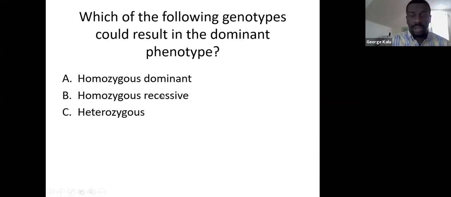Okay. So now, quick question here. Which of the following genotypes could result in the dominant phenotype? There's 2 answers for this one. So we have homozygous dominant, homozygous recessive, and heterozygous. Which of these is going to result in the dominant phenotype?